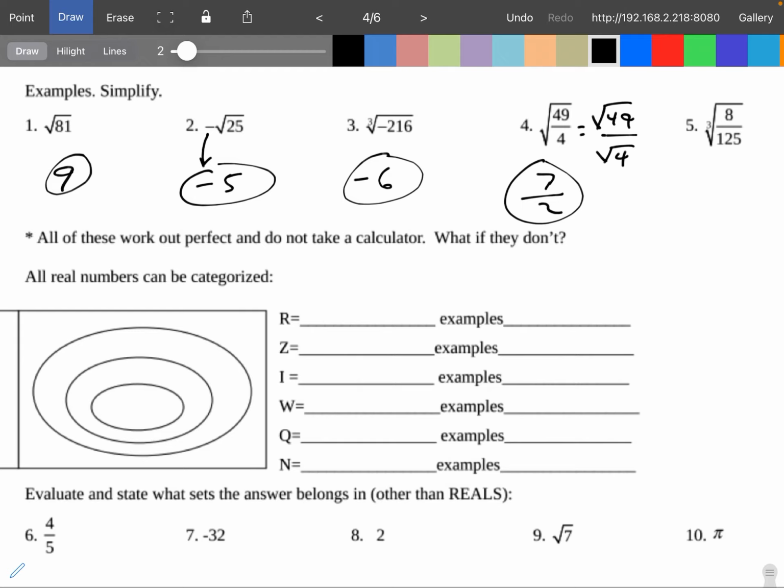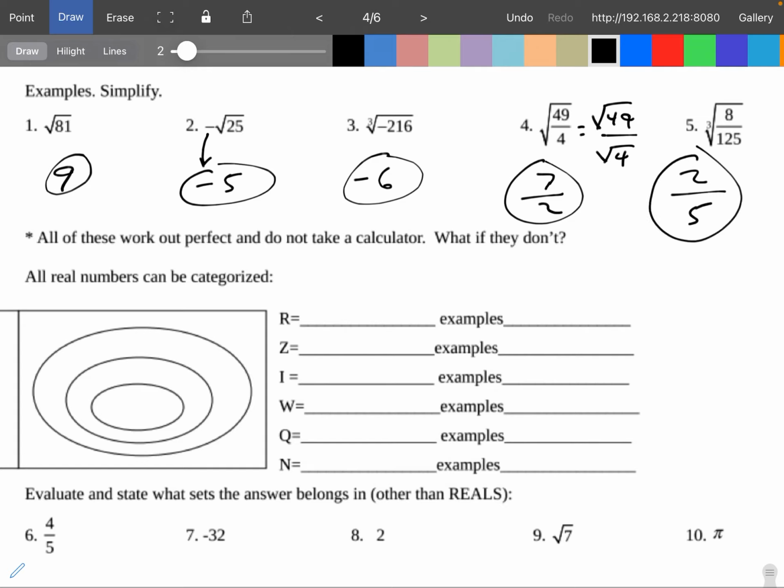And now this last one's the same thing. You split it apart, but this time you're doing the cube root. So what's the cube root of 8? 2. And what's the cube root of 125? 5. And again, those are on those perfect cube lists that I made. So really all of these numbers were on the list of perfect squares and perfect cubes that I gave you yesterday. So that last one is 2/5.